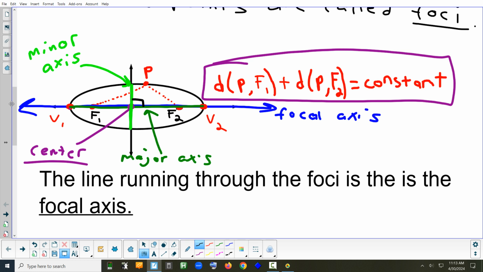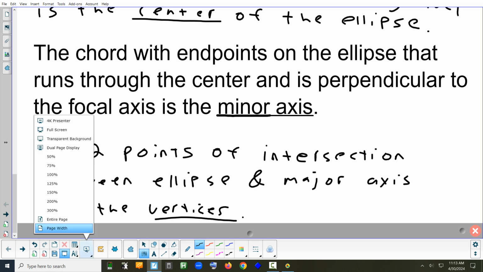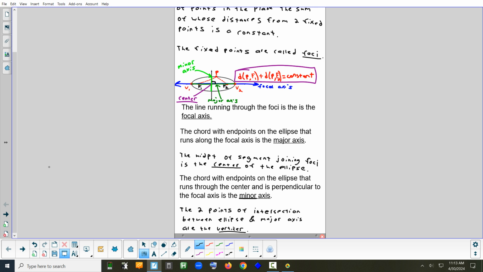So for that reason, it can make ellipses and hyperbolas a little confusing because they're almost identical, except everything is reversed. So we have to be careful. Keep that in mind: the foci are inside of the vertices. Always. Any questions on any of those definitions? It's all of them right there.